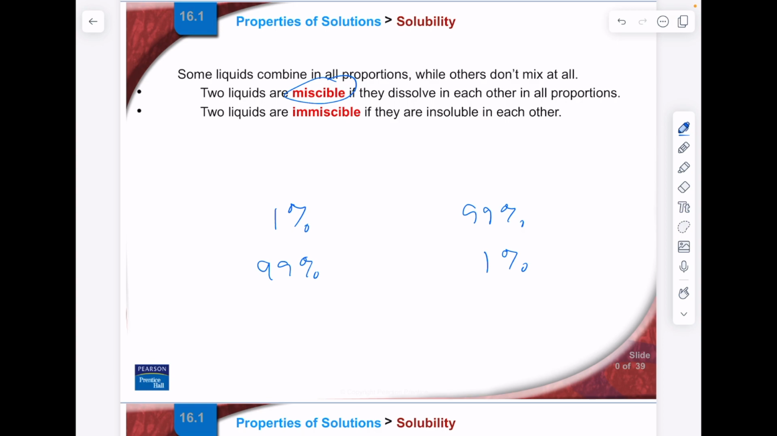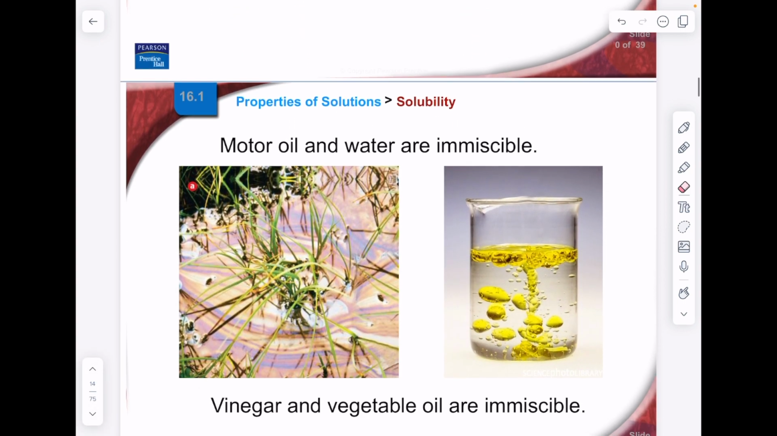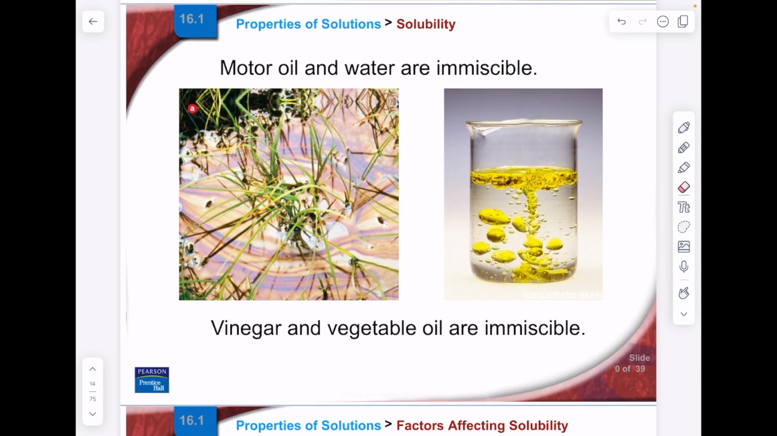Two liquids are immiscible, and this is, by the way, only true for liquids. We're not talking about the solute being a solid or a gas. They're immiscible if they cannot dissolve in each other. And some examples would be motor oil in water, vinegar in water, and vegetable oil in water.